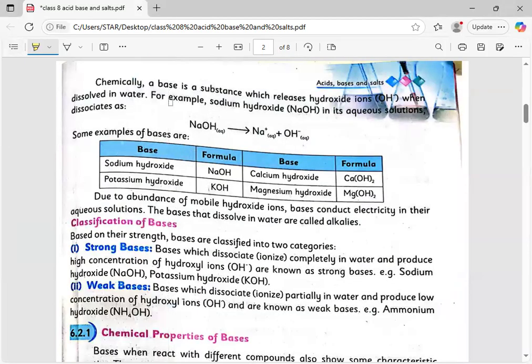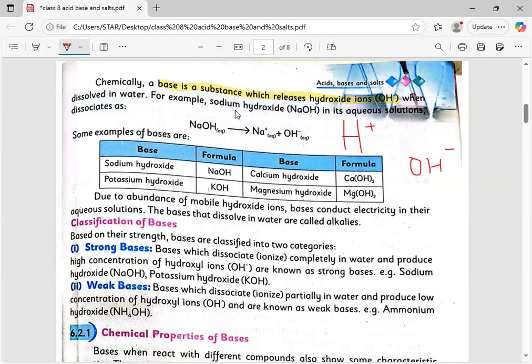Now chemically, a base is a substance which releases hydroxide ions when dissolved in water. It means that the definition of a base is basically a substance which releases hydroxide ions, while acids are those substances that release hydronium ions, that is H plus. But in the case of bases, we have another type of ion, that is the hydroxide ion, or we also call it the hydroxyl ion, that is OH minus. So when dissolved in water, the bases produce which ions? Hydroxide ions, that is OH minus.